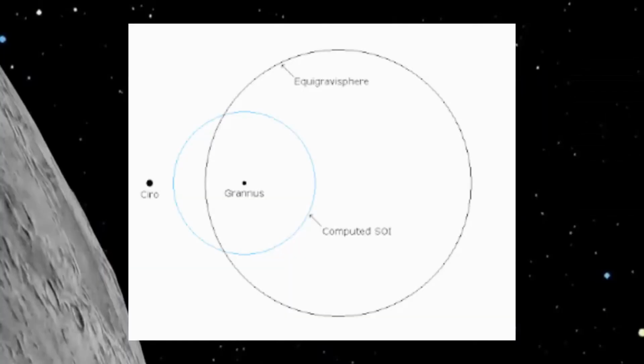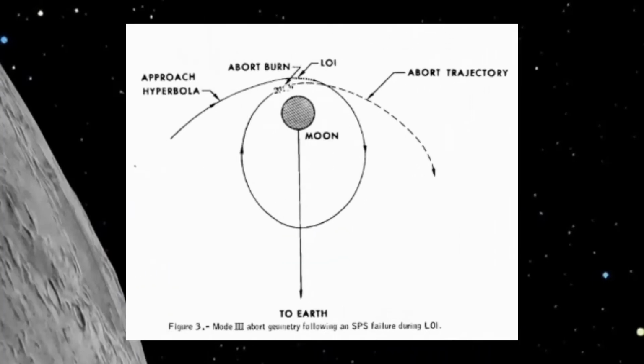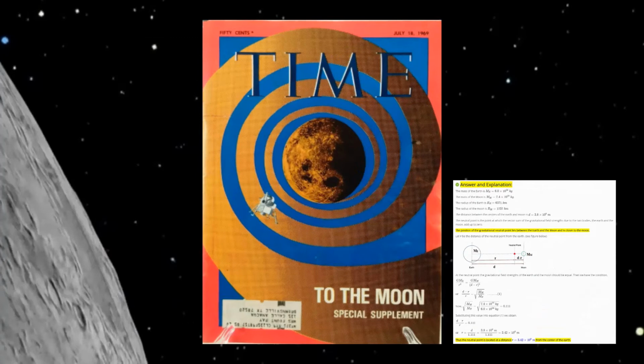Isaac Newton calculated the equigravisphere at 215,000 miles from the Earth and 23,900 miles from the Moon for a total distance of 238,900 miles. Discrepancies in the CNP for the date and time of Apollo 11 are as follows. The Time magazine issue of July 1969 listed the CNP as 43,495 miles from the Moon.